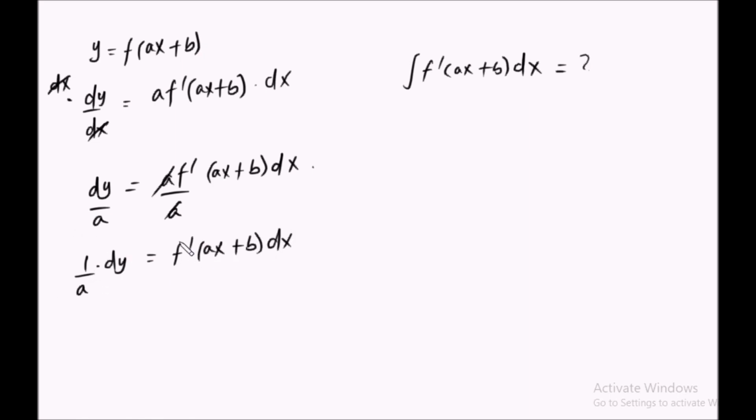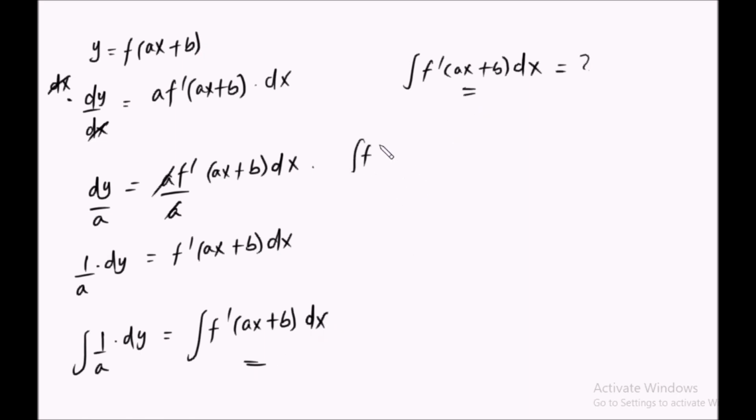So I can apply integration both sides, okay? You can do that. So I'm going to integrate this side, 1 over a times dy, and I'm going to integrate this side. So this is this, okay? So now if I integrate this, I mean f dash ax plus b dx, I'm going to get this here, okay?